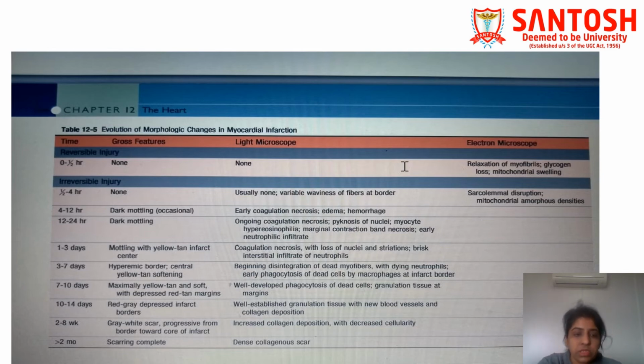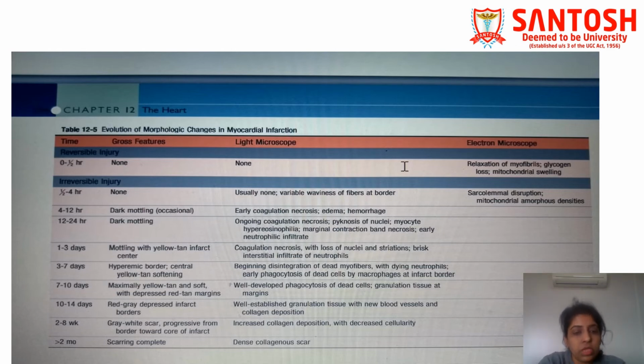As irreversible injury sets in, for the first half an hour to 4 hours, there are no gross changes, but on light microscopy there can be variable waviness of fibers, especially at the borders. Electron microscopic changes in the form of sarcolemmal disruption and mitochondrial amorphous densities can be present. Gross changes set in after 4 hours of continued ischemia.